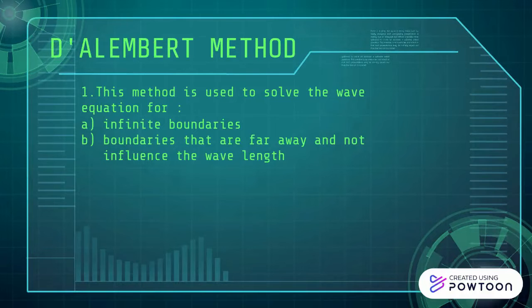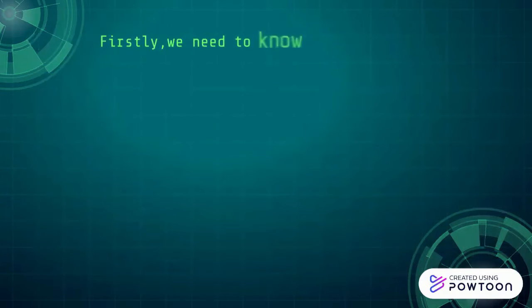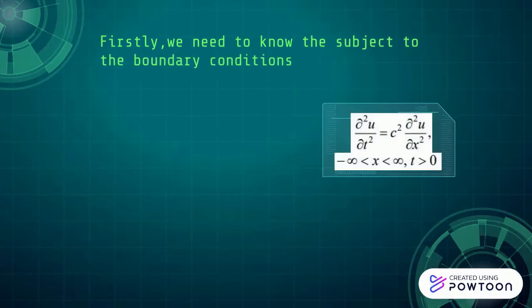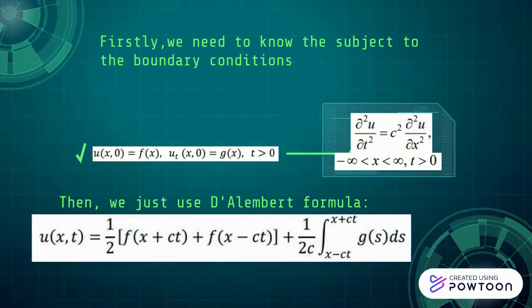So second is the D'Alembert method. This method is used specifically for the wave equation for infinite boundaries, or boundaries that are far away and do not include the wavelength. Let's use this wave equation as an example. Firstly, we need to know the boundary conditions, which are this, and then we just need to use the D'Alembert formula, and then we can solve the equation.